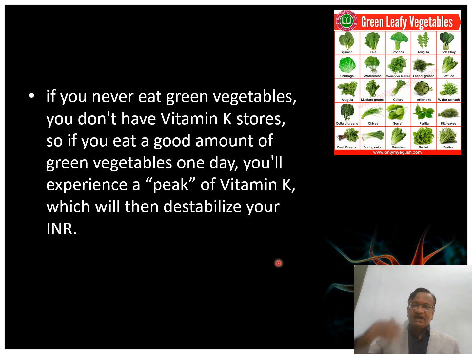Now, you are having mitral valve replacement done. Okay, you are on warfarin. Now, if you take a lot of green vegetables one day, then your INR will be decreased that day. You experience a peak of vitamin K. That doesn't mean you have to cut out green leafy vegetables completely. You can take green leafy vegetables routinely and adjust your warfarin dose for an optimal INR for that case. So this is what is important.